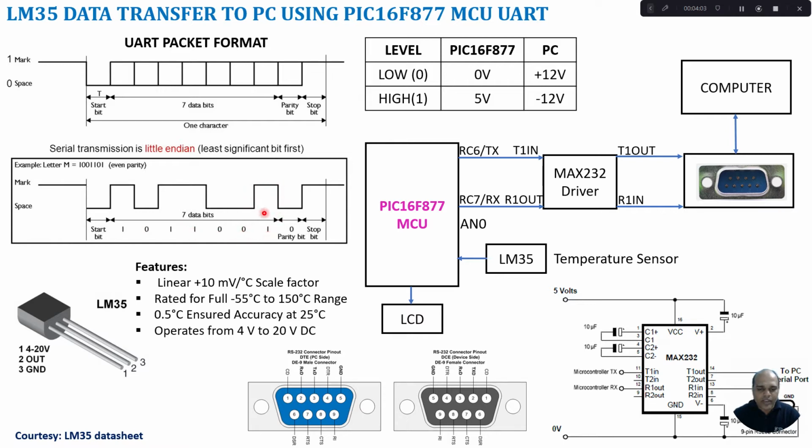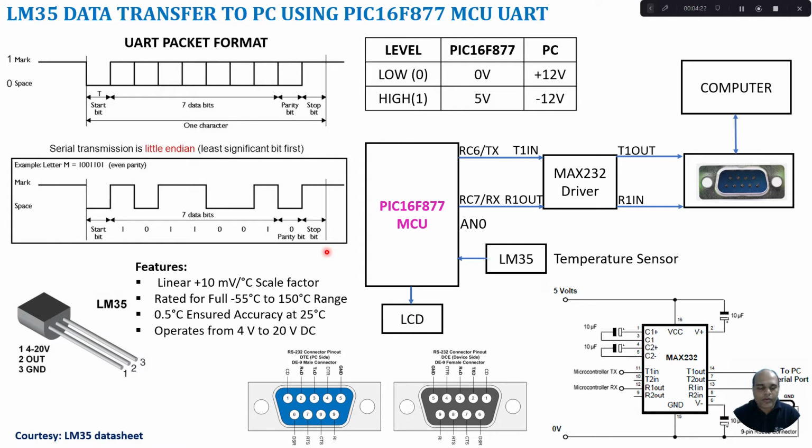After your MSB, we will have a parity bit. Since it is an even parity, it is represented by 0. And then we have a stop bit which is a low to high transition. So this is how the signal gets transmitted using a UART protocol.